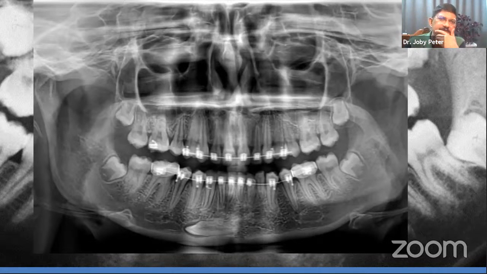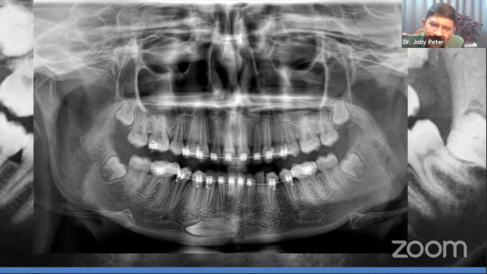Can you come to the chat box and tell me where is the canine of this patient? Okay, where is the canine of this patient? The canine of this patient is sleeping. It is nicely driving through NH 49 or whatever, through the mandibular canal. The canine is sleeping nicely.